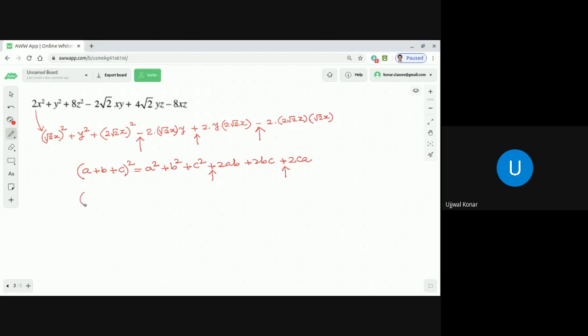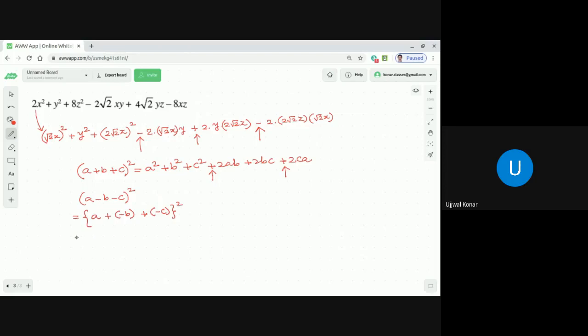So what it will be then? A minus b minus c whole square. Tell me. What will be the formula for a minus b minus c? It will be a square plus b square plus c square. Can you derive it? Can you tell me what it will be? Very simple. You can write like this. If you forget the formula, you can do like this. A plus minus b plus of minus c.